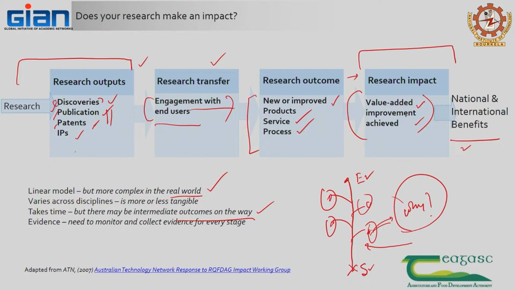Everybody knows it takes time, but that should not be taken as an advantage for the researchers. Researchers are not the ones who come at 9 o'clock and sit at a computer like a bank job and go home in the evening. It is a 24/7 activity. We have to keep thinking. Evidence, we need to monitor and collect evidence at each and every stage. That means observation. Observation is the key.